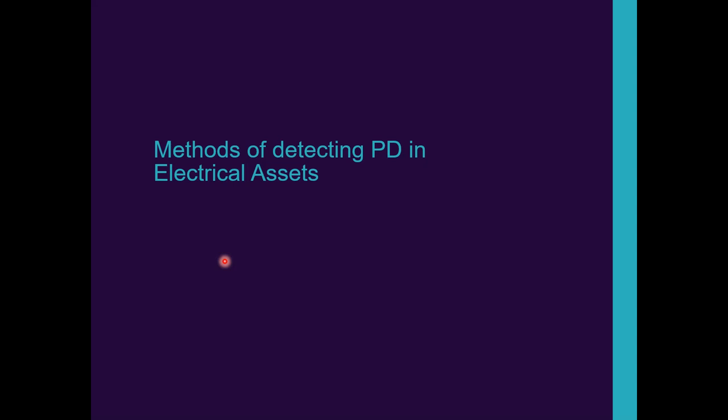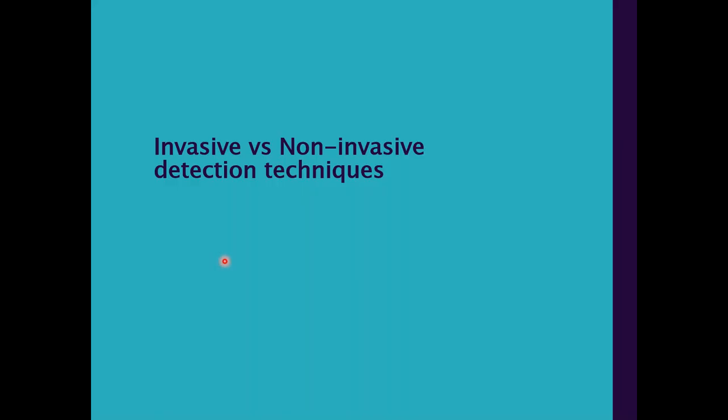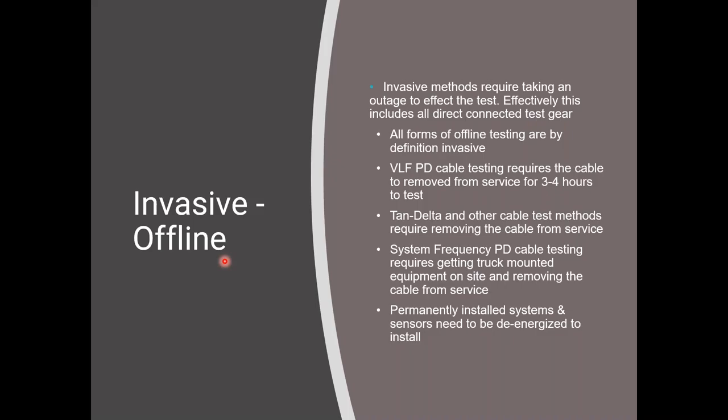So, methods of detecting partial discharge. I've used the terms a little bit. Now let's look into what they mean. Invasive, non-invasive. Also online versus offline. What are they? What do they mean?